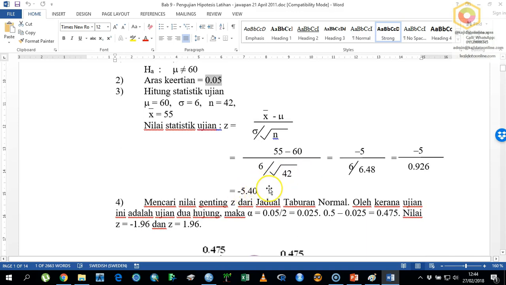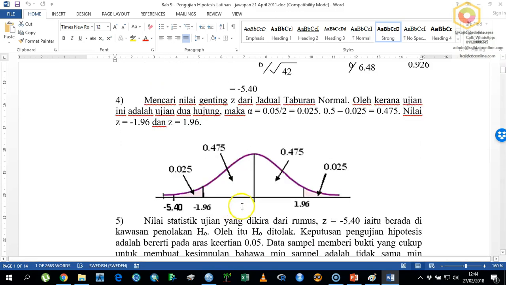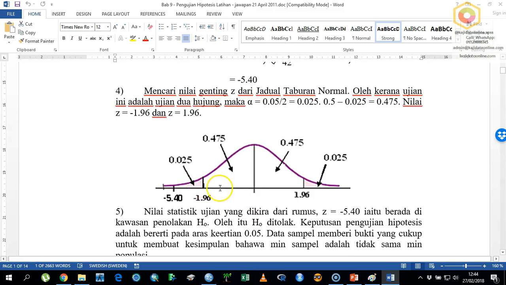Based on this data, you got minus 5.40, which is beyond the area under the curve, under the rejection region of our hypothesis. Therefore, you reject the null hypothesis, and you can conclude there is a significant difference between the mean of the samples you calculated and the standard. Our standard will be 60 in this case. So our values are significantly different from the standard that we proposed just now.